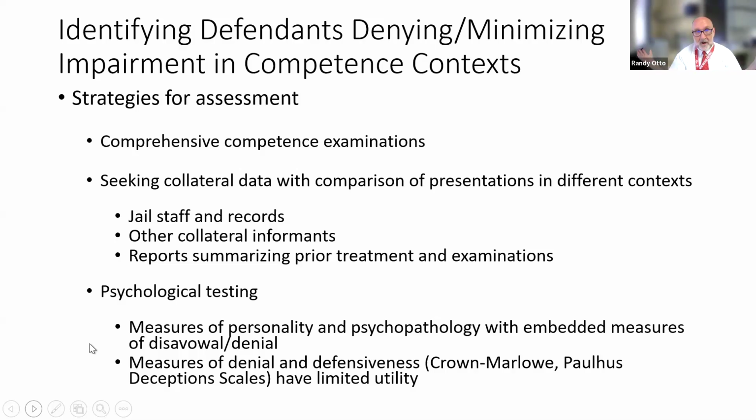I think with a comprehensive competence examination that gets to all of that, we're less likely to meet the people who are trying to convince us there's no impairment: I'm completely competent, doc, let me move on to the next stage. I think another way to get to this is seeking collateral data, comparing our presentation of the defendant to the defendant's presentation in different contexts. That could be talking to jail staff if you have that ability, reviewing jail records, other collateral informants, reports summarizing prior treatments and examinations.